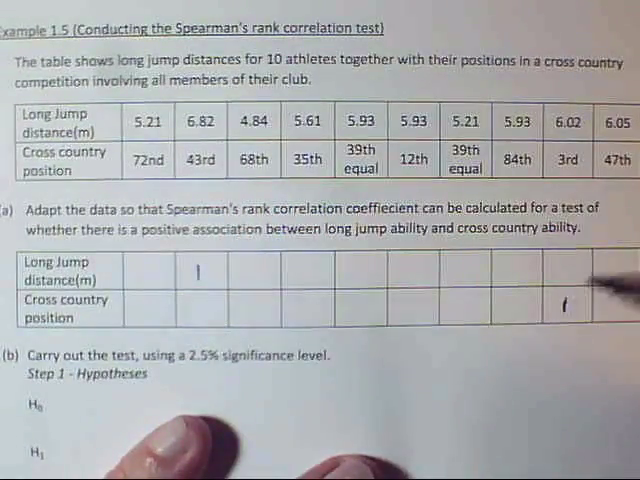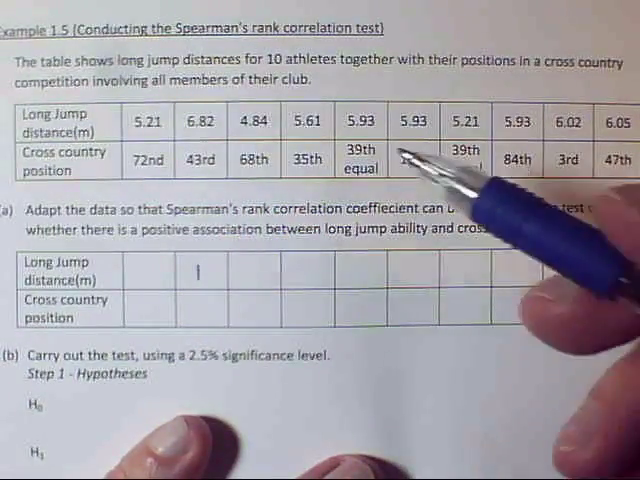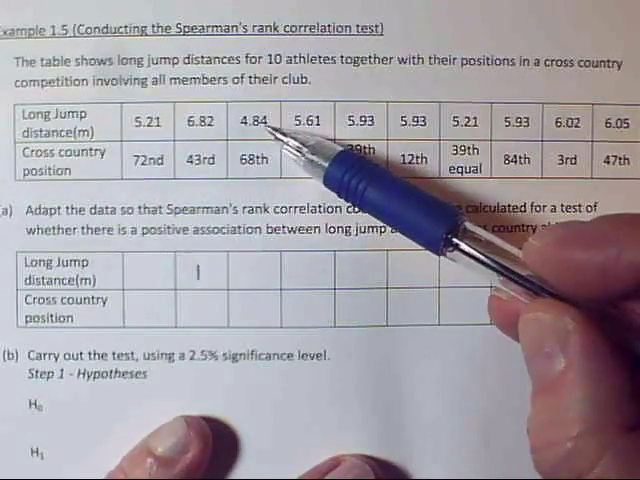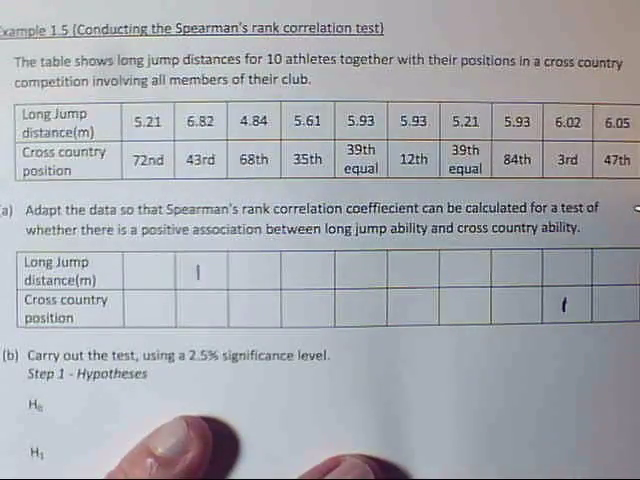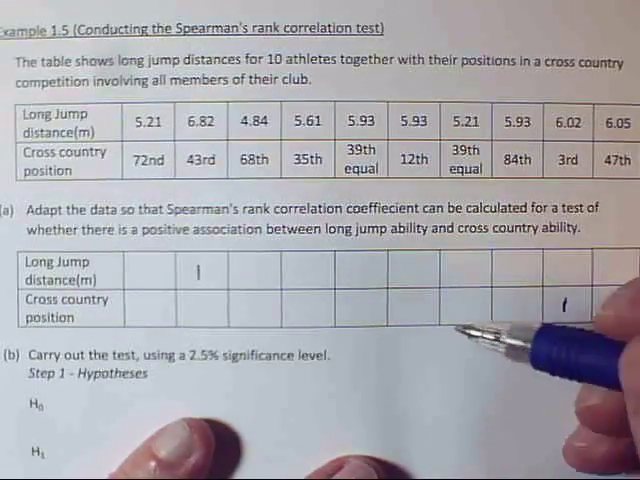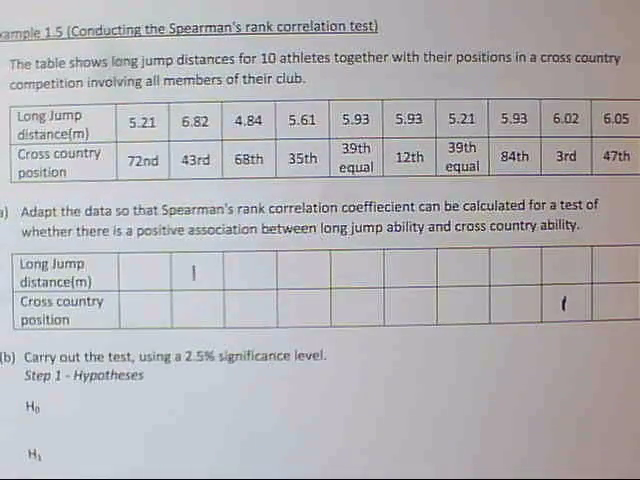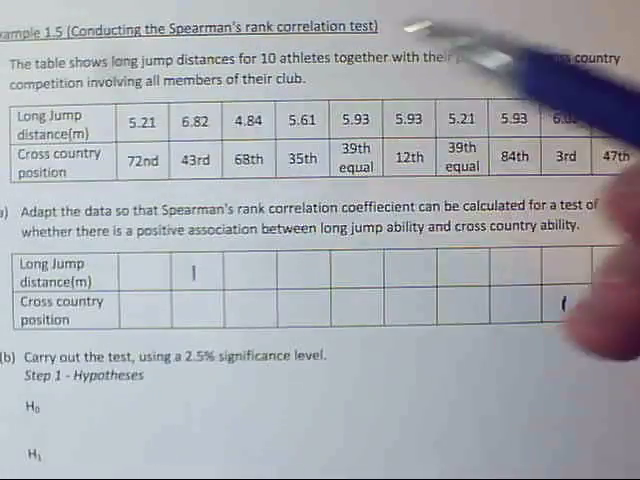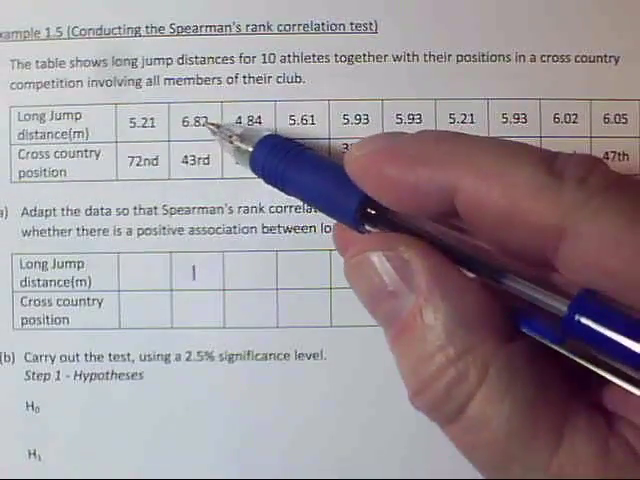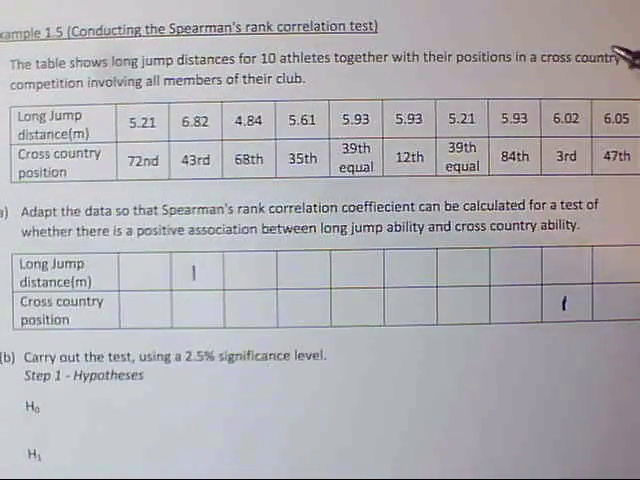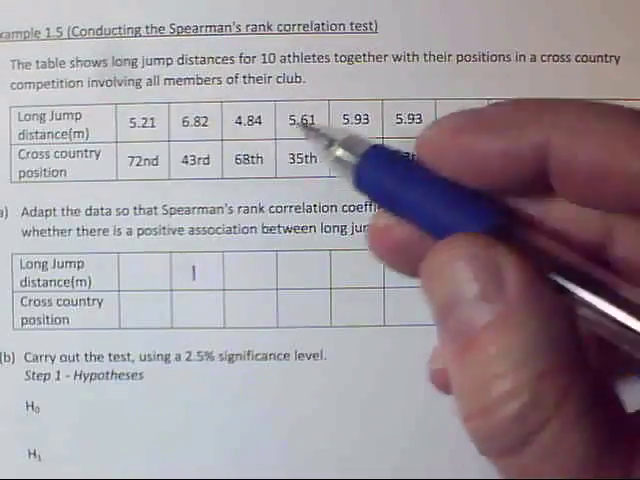Now I could have done the ranking the other way for both of them. If I start from this being rank 1, then I'd have had to do the same thing for cross country and have the worst cross country runner, which is this person, at rank 1. So you have to just be consistent and be clear about what you're trying to measure. So having ranked the 6.82 as rank number 1 and the third as rank number 1, let's just carry on.